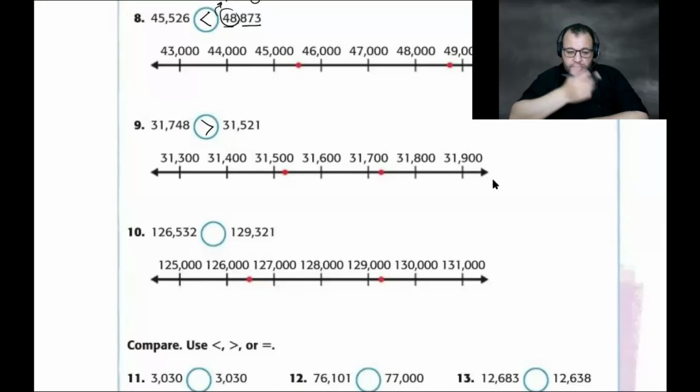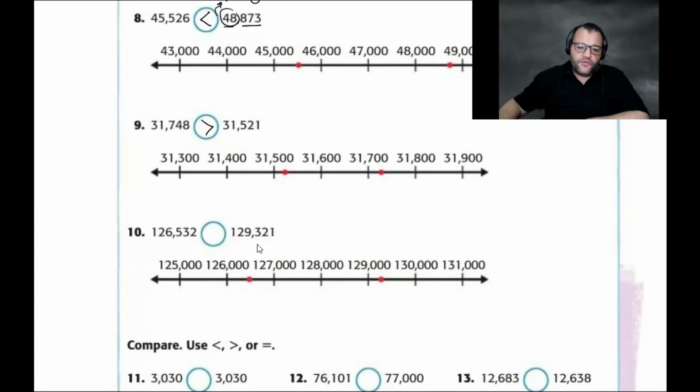126,532. Yes. Greater than, smaller than, or equal. Bigger than, less than, equal. What is the sign? How do we know that? Less. Number 1 is less than.